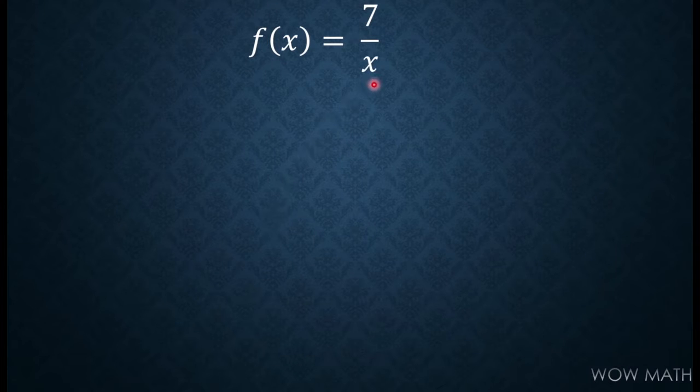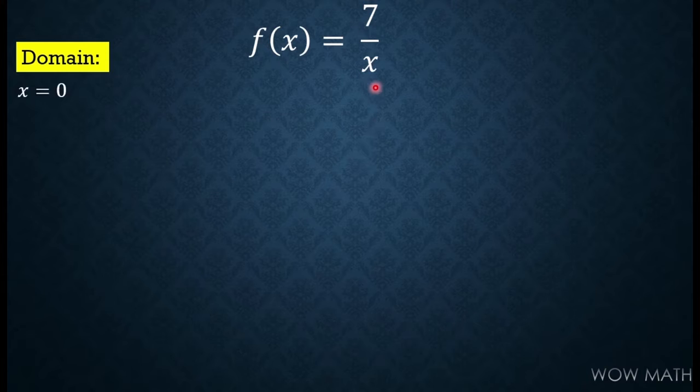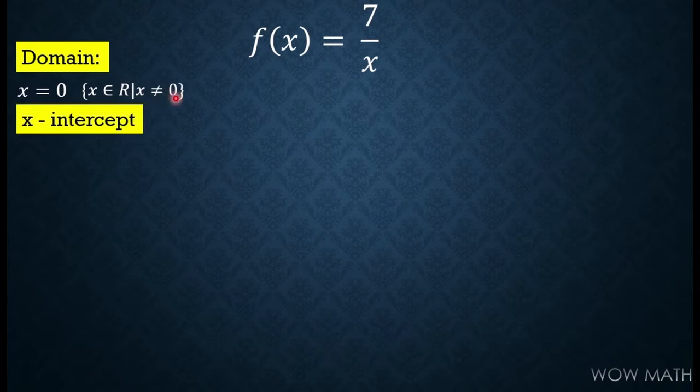So the first example is f of x is equal to 7 over x. First, the domain. To find the domain, we equate the denominator to 0, so x is equal to 0. Since x cannot be equal to 0, the domain is the set of all real numbers except 0.